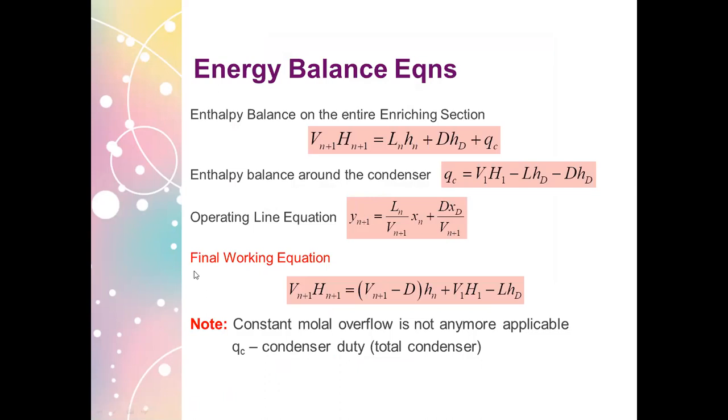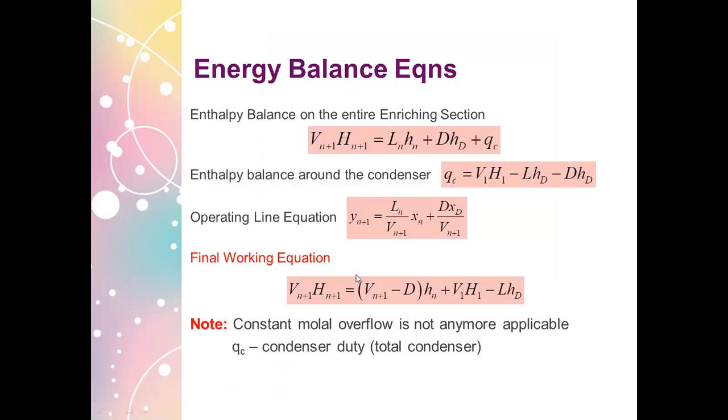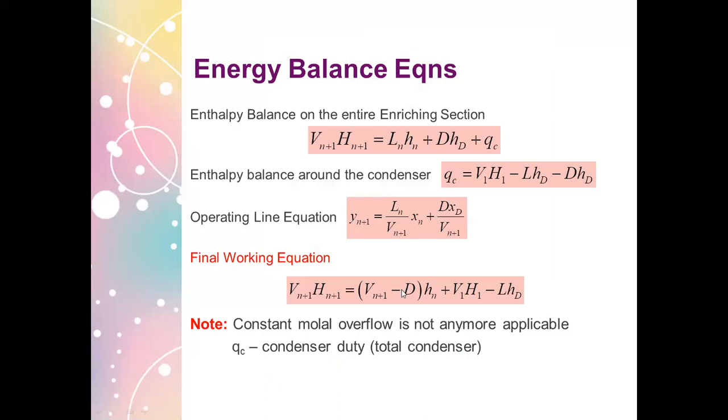The final working equation, this is just but a review of what's written here. The final energy balance or the final working equation for the energy balance in your enriching section would be this. We copy this one. We change the Ln based on the overall material balance we have here. So it's V sub n plus 1 minus D. It's the thing that you're seeing in here. We multiply it with H sub n.